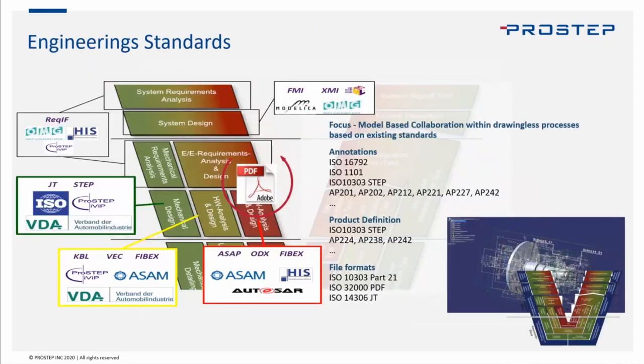Some of the common engineering standards that we see, like I mentioned, ReqIF, for requirements, as well as Modelica, XMI, and other SysML standards for system design. We see JT and STEP being common standards along mechanical design. And then there's other standards for hardware, electrical hardware and software, as well as PDF that can be used for getting a document that's viewable and visible to others, and a container maybe for other data that might not be readily available within an environment that those users want to use.